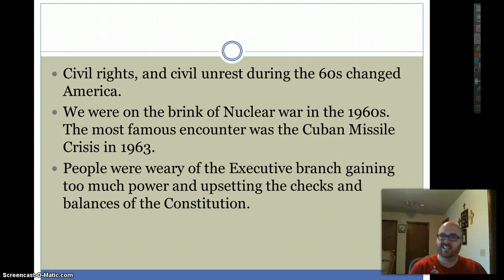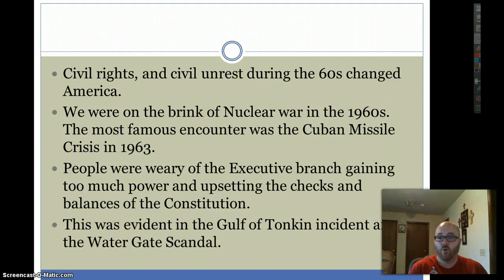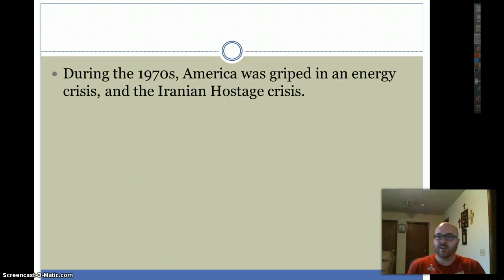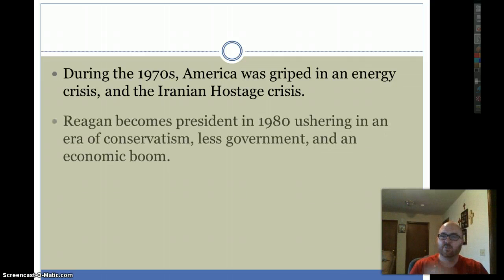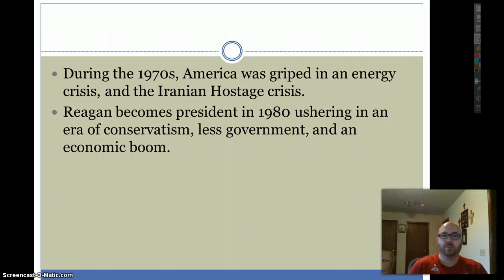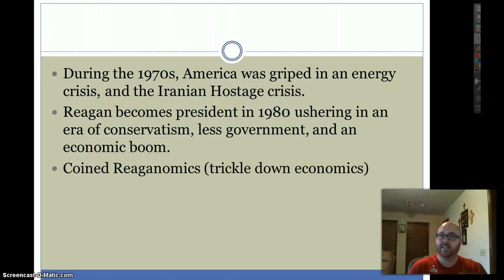That's especially true with Johnson and Nixon and the Vietnam War. Like I said, the Gulf of Tonkin, where basically Congress gave all power to send troops to the president. Watergate scandal: Nixon lied and lied and lied, and would have been impeached, but he quit before he got impeached. First president to do that, first president not to win a war. During the 70s, America was gripped by an energy crisis and the Iranian hostage crisis, which ended the presidency of Carter. Reagan becomes president in the 80s, ushering in conservatism, less government, and economic boom. Coined Reaganomics, the trickle-down economics theory.